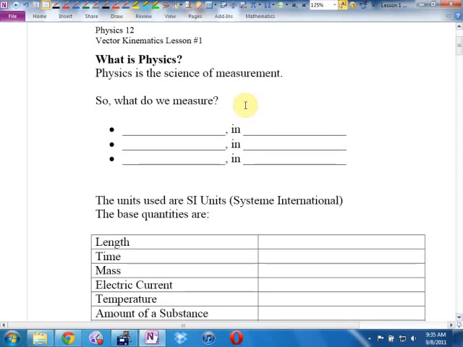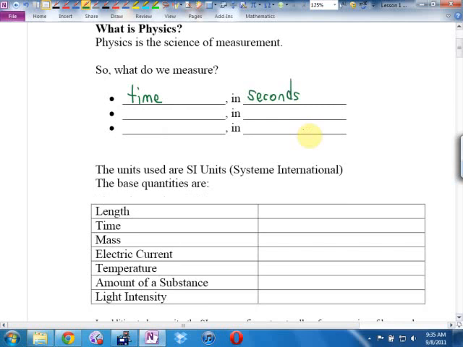Primarily here in high school, we measure three main things. We measure time. What are the units for time? Seconds. We measure length. What are the system international, the standard science units for length? Yep. And I'll spell it the proper Canadian way, with an R-E instead of an E-R. Don't ask me why, but that's how they spell it.